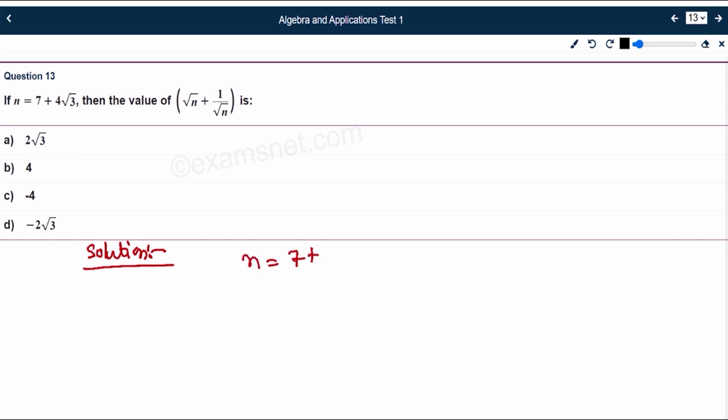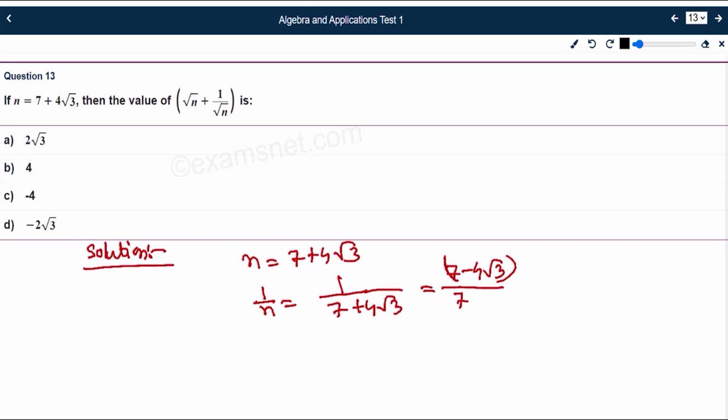So n equals 7 plus 4 root 3. So it's an irrational number. It's a mix of whole number part and irrational number part. Correct? So first I will try to find the value of 1 by n. That means 1 by (7 plus 4 root 3). Correct? So here, since it is an irrational expression, I need to rationalize it first. So in order to rationalize it, I would multiply both the numerator and the denominator with the conjugate of 7 plus 4 root 3. That means 7 minus 4 root 3.